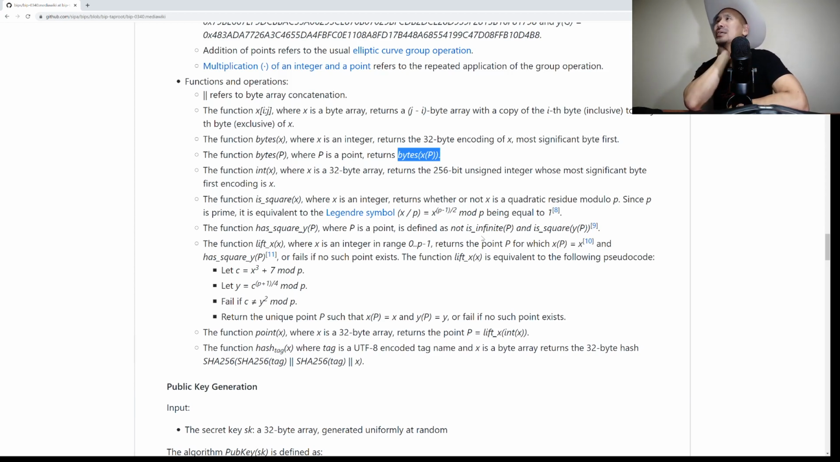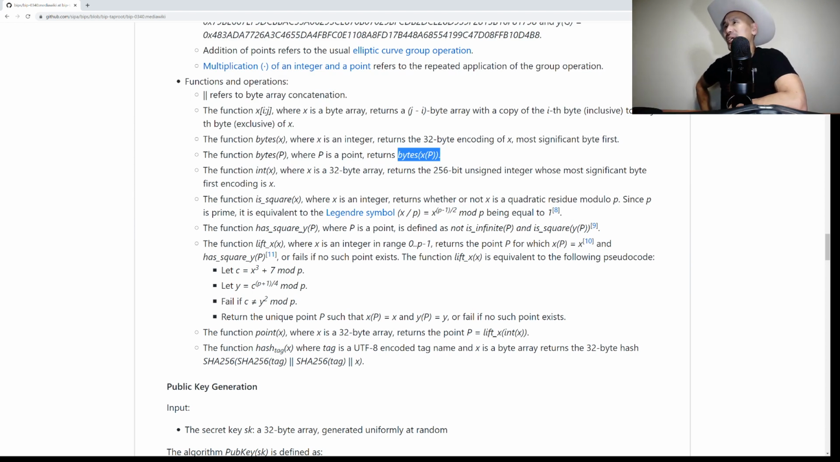Has square y: it can't be the point at infinity, and it is a square. So the point at infinity is a square of the point at infinity. So that's kind of trivially true. So we're excluding that, and has_square_y excludes the point at infinity essentially, and is a square.